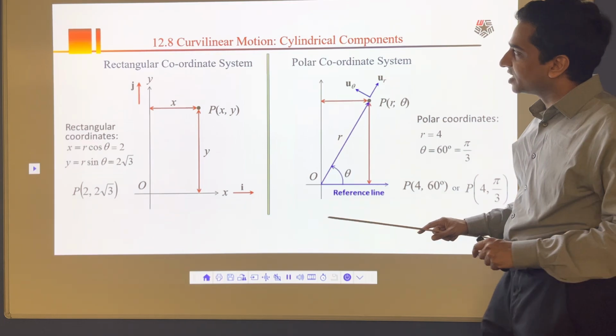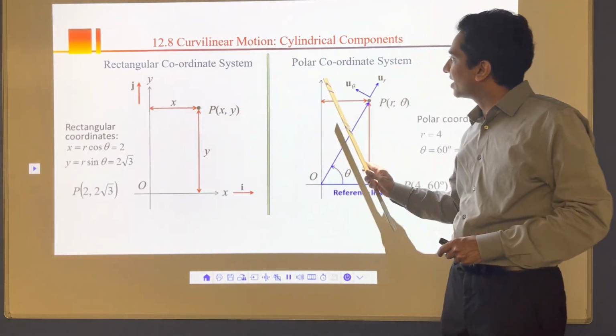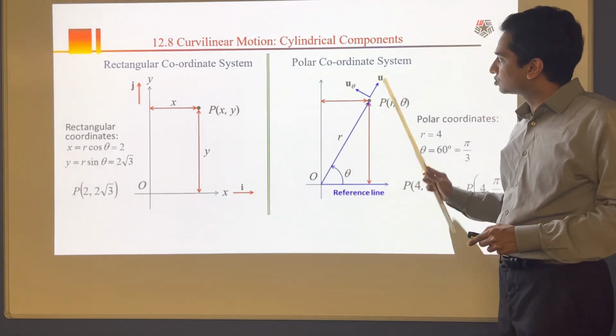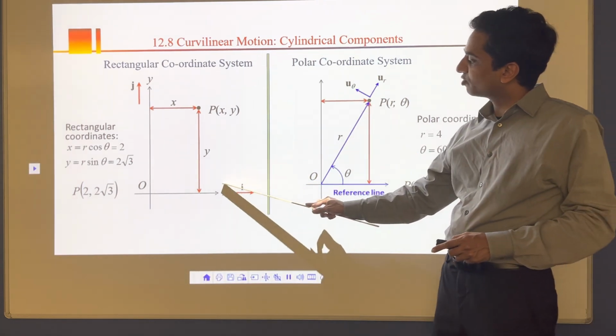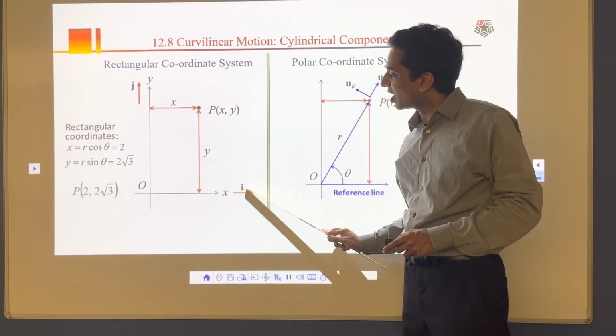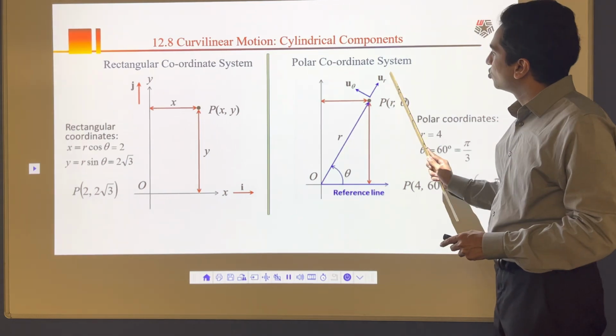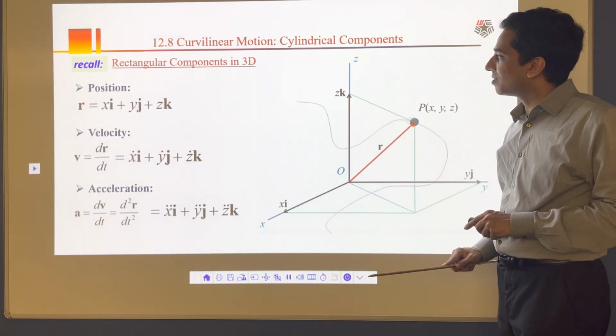So that's the general idea of how the rectangular coordinate system and the polar coordinate system, also known as cylindrical components, work. We are going to concentrate more on this part. Here, where we use i and j, we use ur and u theta. So keep that in mind.